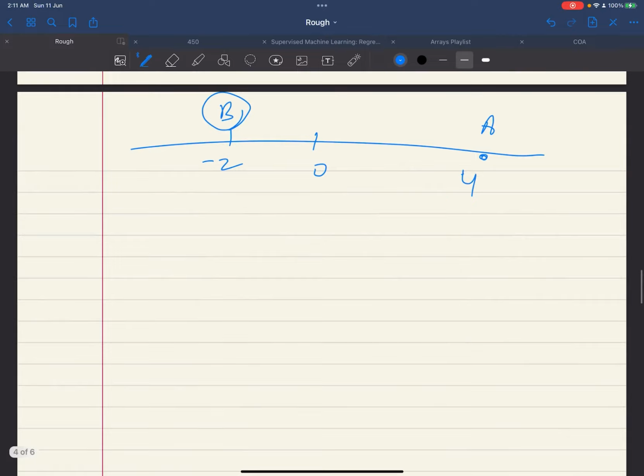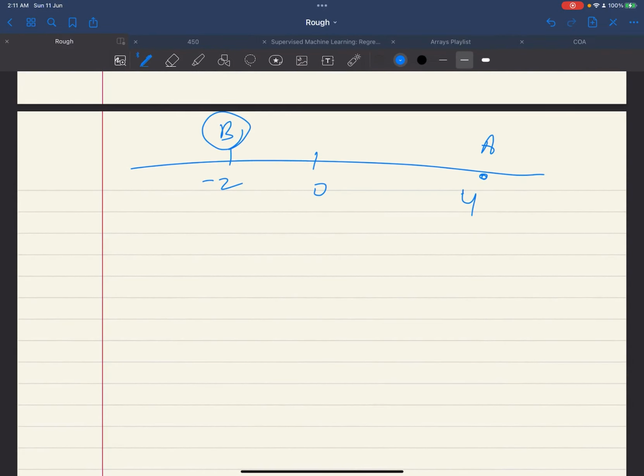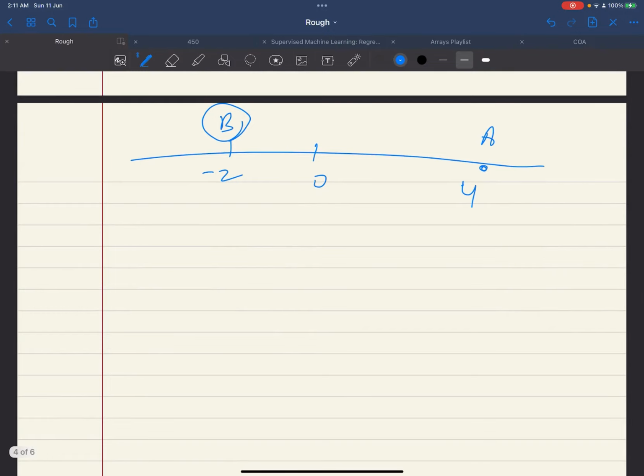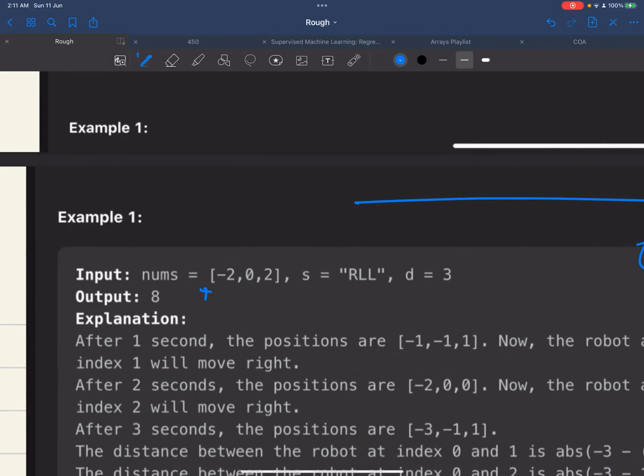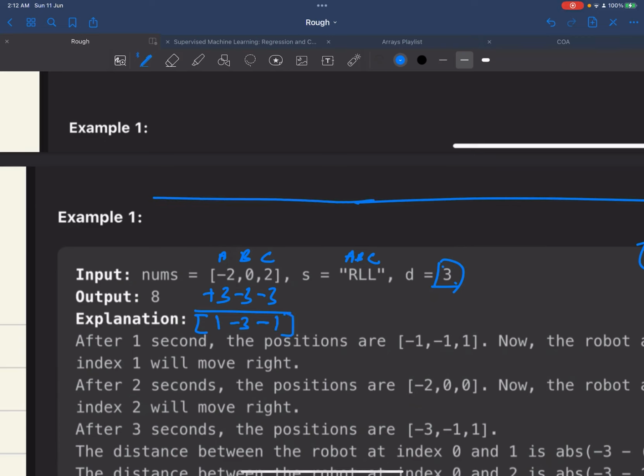So what you need to do is, you have nums[i], and we'll directly sum up the distance they'll move. Let's name these. A would have moved to the right, which is +3, because there are 3 seconds. B would move to the left, so -3, and C would also move to the left, so -3. After summing up, the vector would be 1, -3 and -1. If you draw the line, it will be somewhere at -3, -1, and 1.